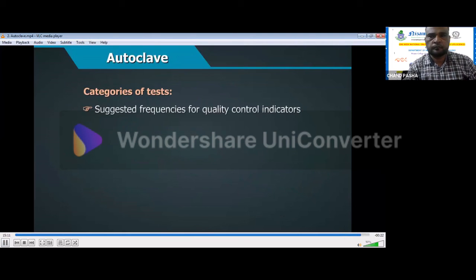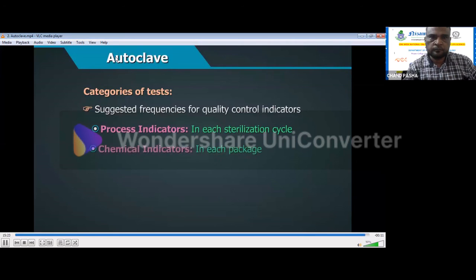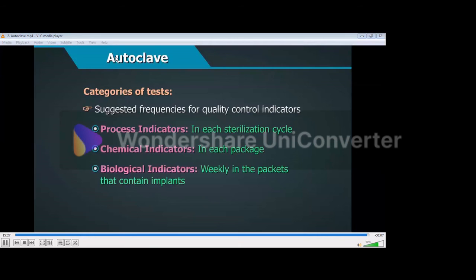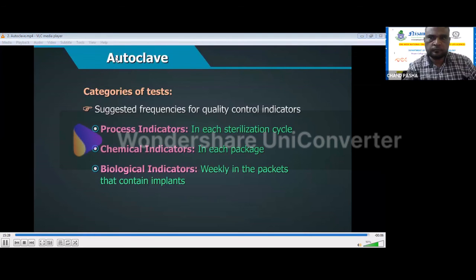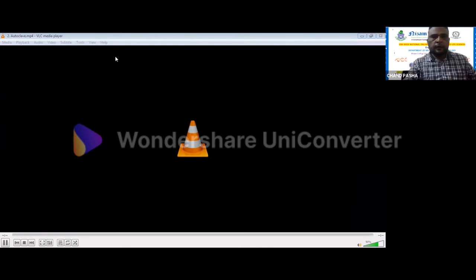The suggested frequencies with regard to the use of quality control indicators in the sterilization processes are: process indicators in each sterilization cycle, chemical indicators in each package, biological indicators weekly in all the sterilization equipment and in the packets that contain implants. Okay, this is about the normal autoclave for sterilization purpose.